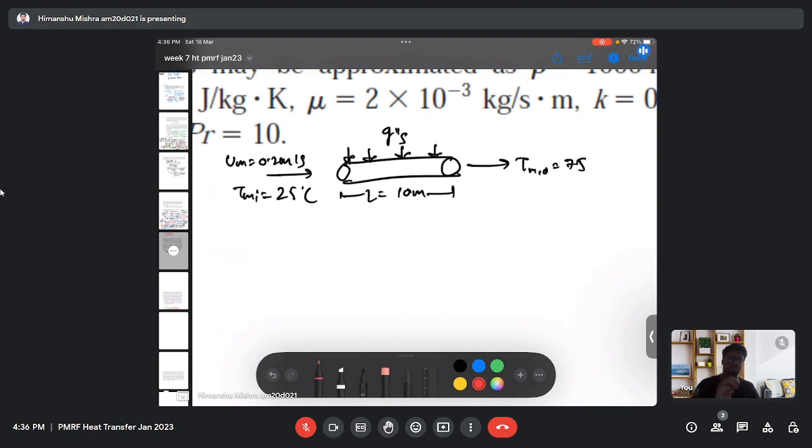So here, as I said, in the previous questions we have looked into a constant surface temperature problem. But here in this question, there is a constant heat flux, which means that the surface temperature at the inlet and at the outlet will be different. So we need to find the surface temperature at different locations of this pipe because it will vary from inlet to outlet.